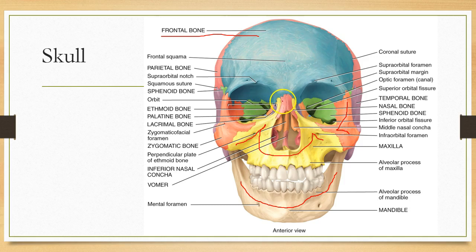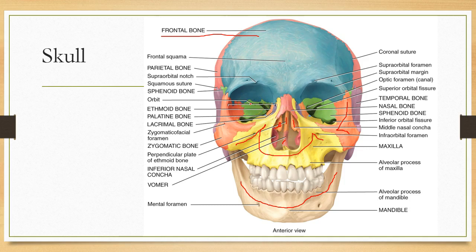We're not really going to focus on the smaller bones, such as the nasal and lacrimal bones. We do see the vomer here. This makes up the inferior portion of the nasal septum. These little orange areas in the middle of the nose are going to be part of the ethmoid bone. We'll see the middle nasal concha and the perpendicular plate of the ethmoid bone. This is going to make up the superior portion of that nasal septum.